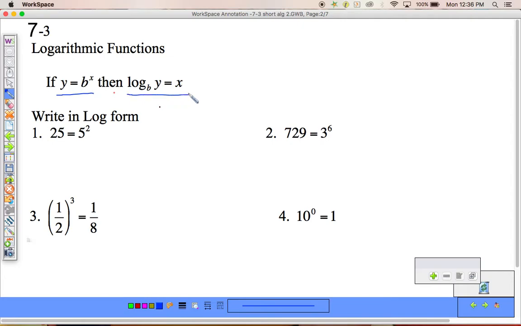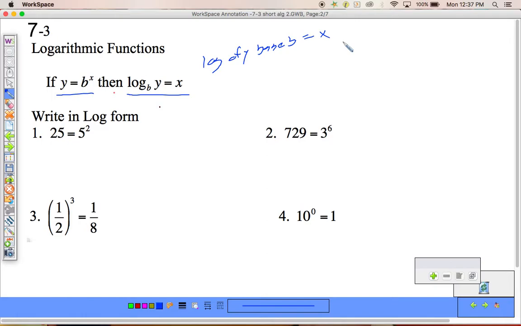These two statements, y equals b to the x, and the log of y base b equals x. Mathematically, the two things are the same. So what we're going to have to be able to do is go back and forth between the two. All right, at any point, pause your video so you can keep up or get ahead of me.